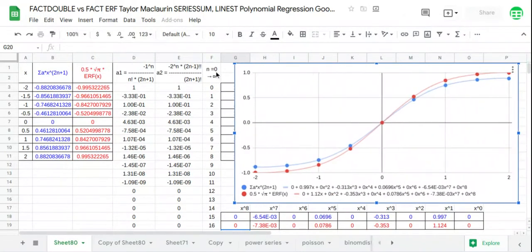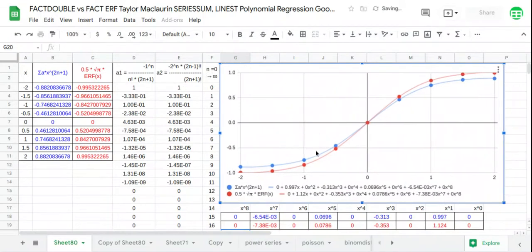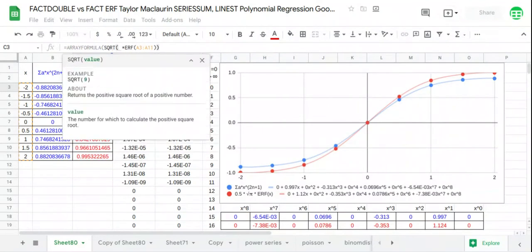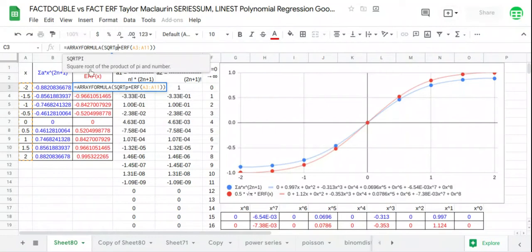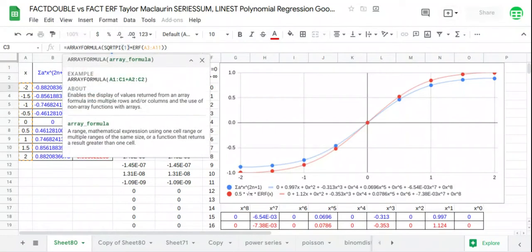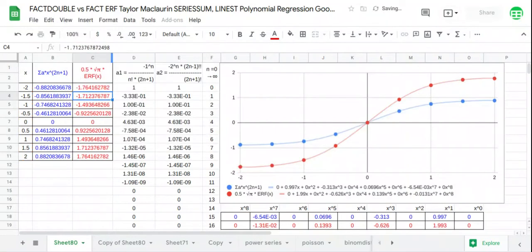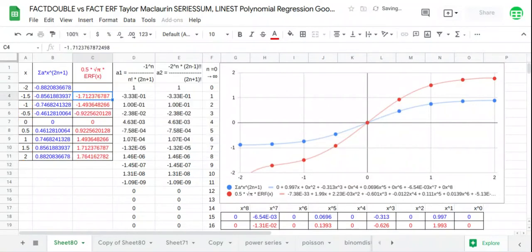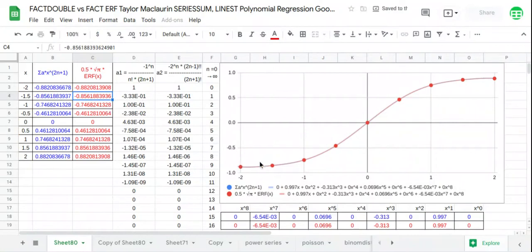Now we modify the ERF expansion. So there is a square root of pi, so we multiply this by square root of pi. Enter. Next there's a 0.5, so we multiply again with 0.5. Now they're all in the same trend line.